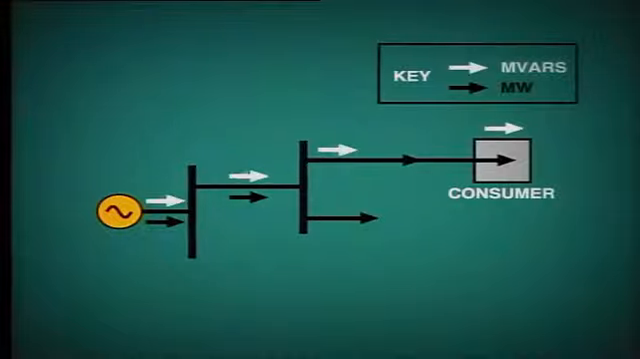The reactive power actually oscillates twice per cycle between the magnetic field of the generators and that of the consumer's equipment. The average power consumed is 0. So why are we concerned about this reactive power?